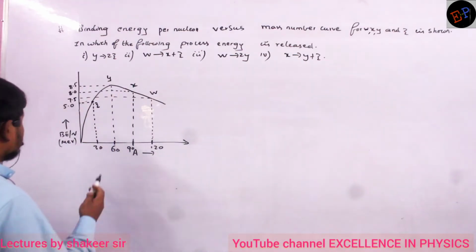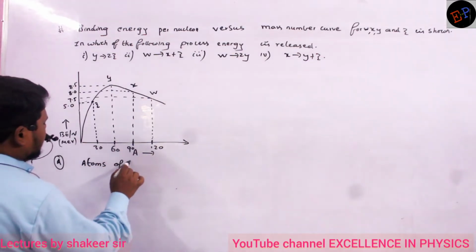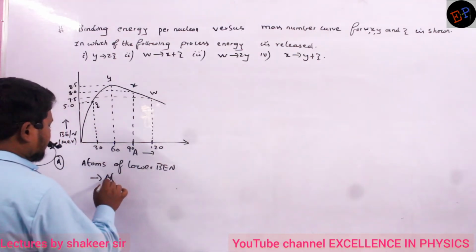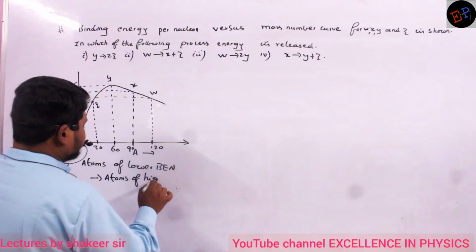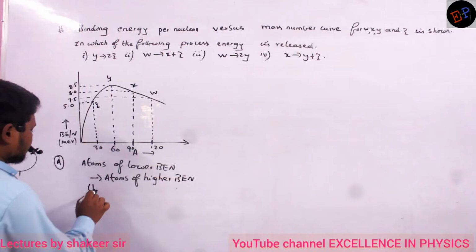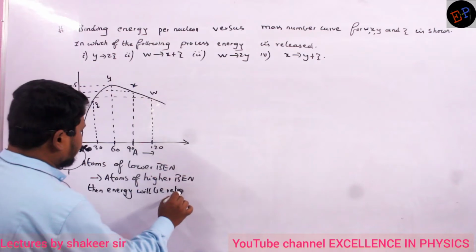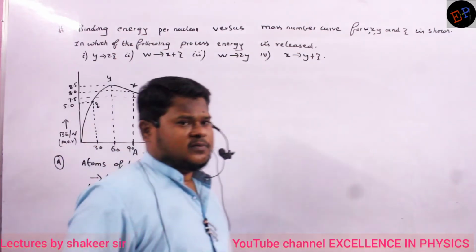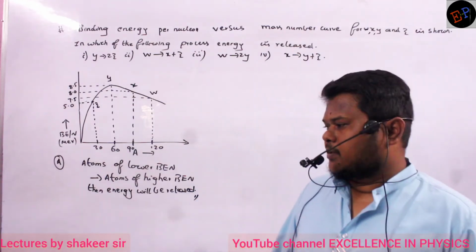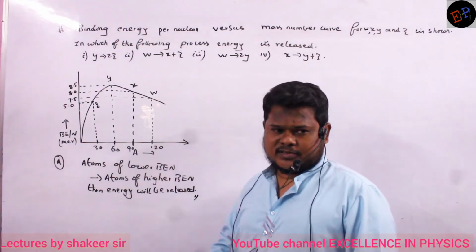So I already said, when atoms of lower BEN convert into atoms of higher BEN, then energy will be released. Already I said, then energy will be released. Do you remember this? Clear? When atoms of lower BEN convert into atoms of higher BEN, then energy will be released. Because higher BEN means what? Binding energy is greater. Binding energy is greater means more energy is released.